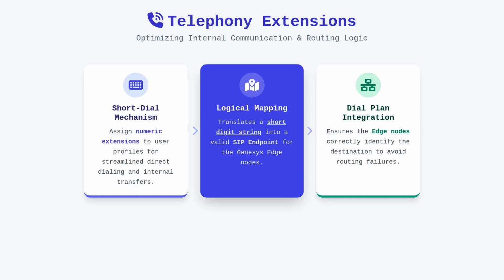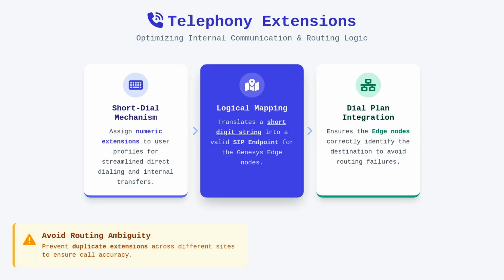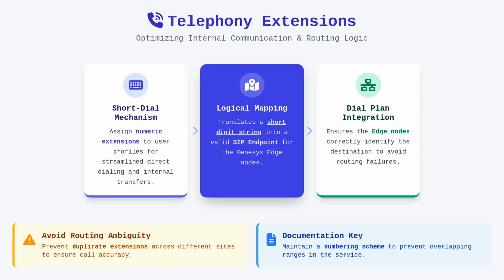When you associate an extension with a user, you are effectively creating a logical map that translates a short digit string into a valid Session Initiation Protocol endpoint. Consistency is key here, especially in environments with multiple sites, as duplicate extensions across different locations can cause routing ambiguity. You should always document your internal numbering schemes to avoid overlapping ranges that might confuse the Edge telephony service.